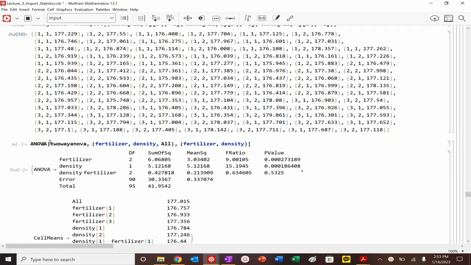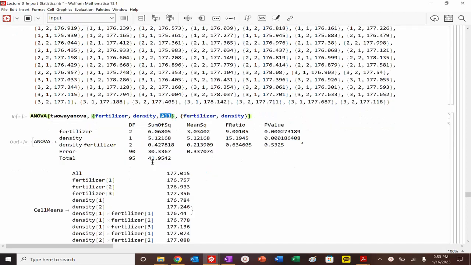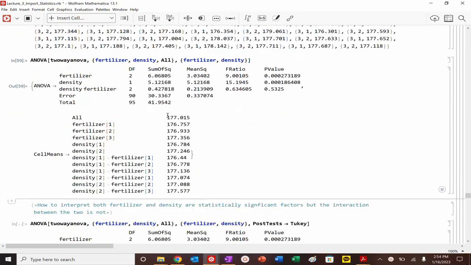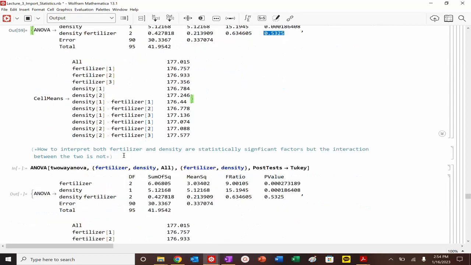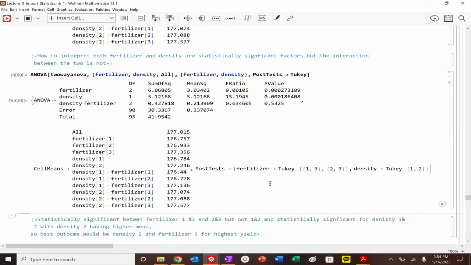So let's do a two-way ANOVA with my two data sets, and I'm going to specify fertilizer, then density, and give me all of the interactions that could occur. So I'm going to get fertilizer, density, and the combination of the effect of density and fertilizer. I run my analysis, and we can see again that fertilizer is important, density is statistically significant, but density and fertilizer together as an interaction are not statistically significant.